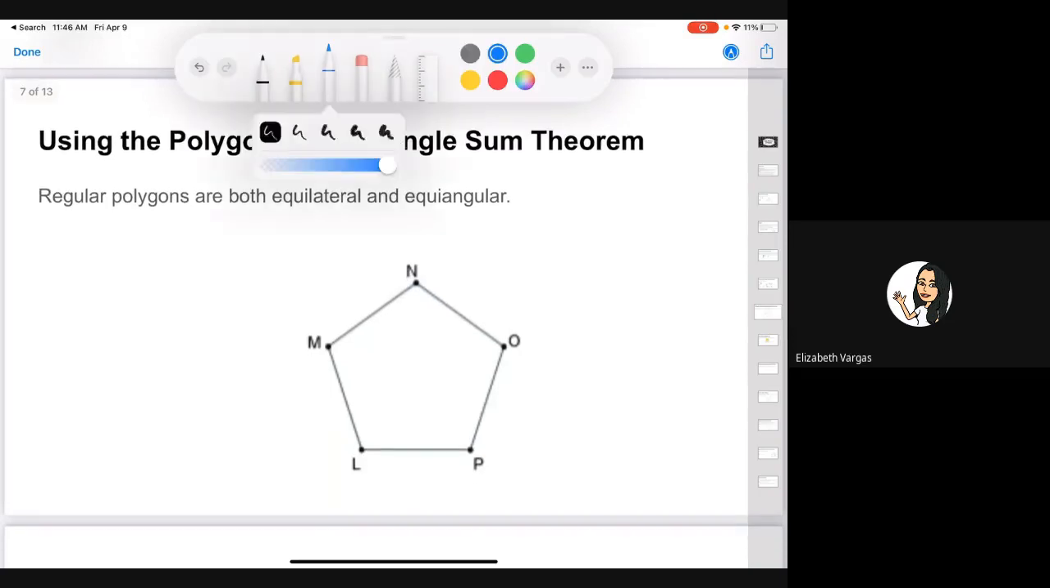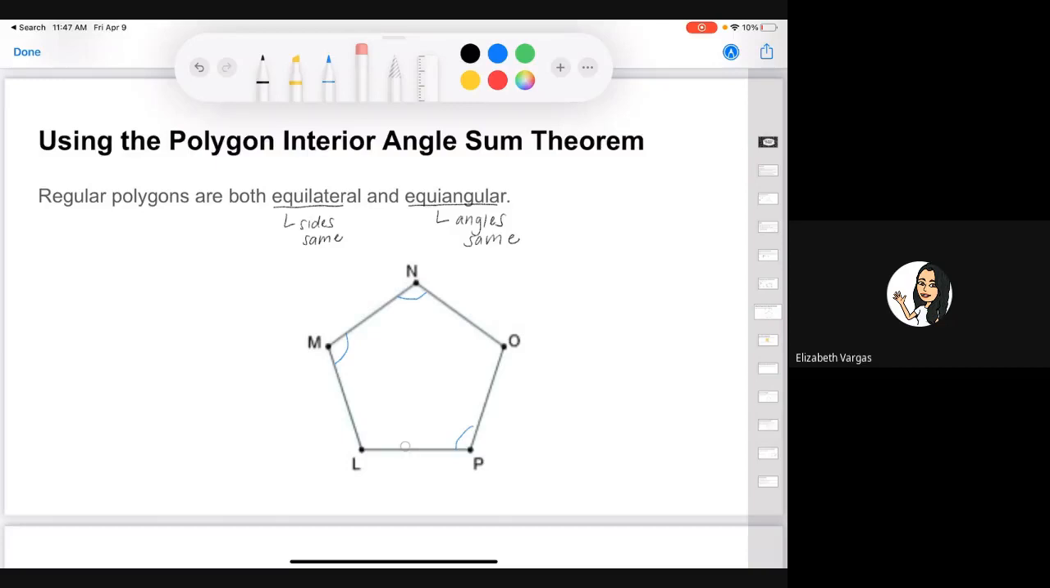So what if I have a regular polygon? Well, remember that regular polygons are equilateral and equiangular. So here we have a regular polygon. Equilateral means all the sides are the same. And equiangular means all the angles are the same. So everything's congruent to each other. Well, what if I wanted to solve for the measure of each of these angles? Well, because this is a regular polygon, all the angles will be equal to each other.